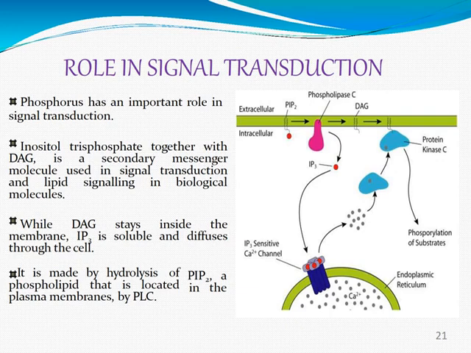Role in signal transduction. Phosphorus has an important role in signal transduction. Inositol triphosphate together with DAG is a secondary messenger molecule used in signal transduction and lipid signaling in biological molecules. While DAG stays inside the membrane, IP3 is soluble and diffuses through the cell. It is made by hydrolysis of PIP2, a phospholipid that is located in the plasma membrane, by PLC.